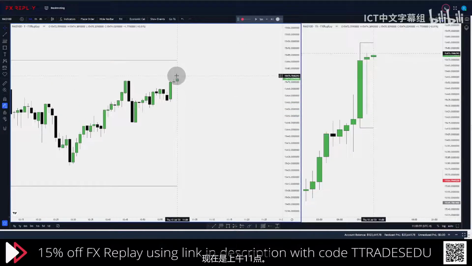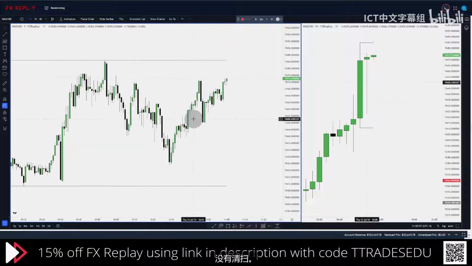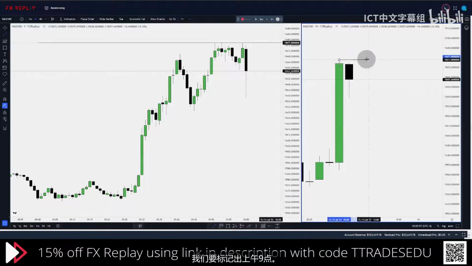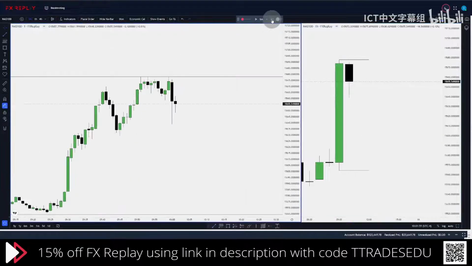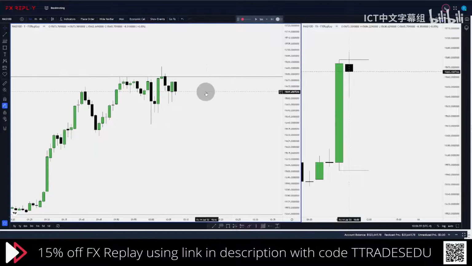And here we are at our 11 a.m. No sweep, so we'll go to the next day. Going to mark out our 9 a.m. high and low. So we get a sweep.